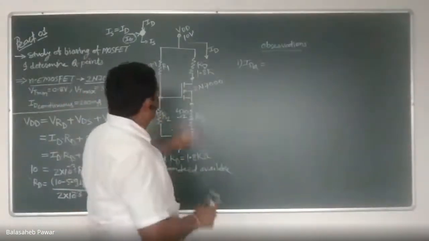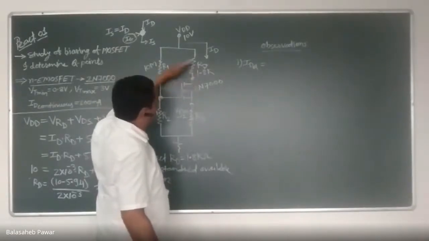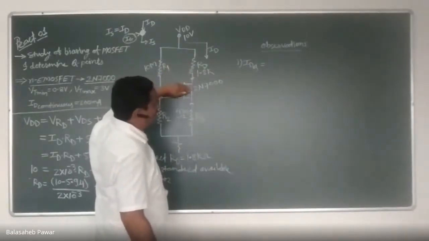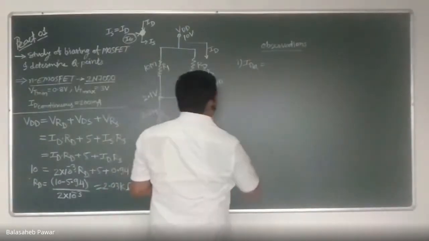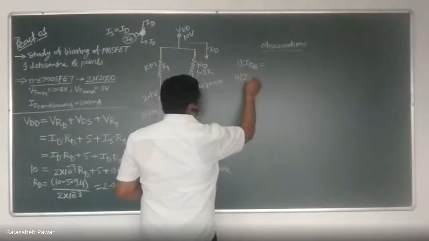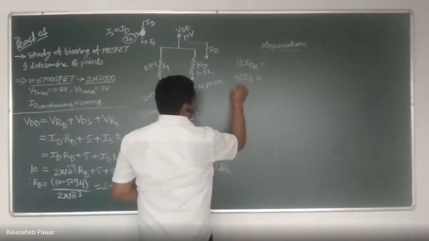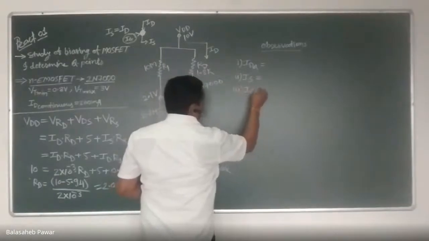Okay. So just open this path and connect here one current meter in series with this RD and the drain terminal of that transistor. Note down how much it is. Then second one, note down IS, third current, that is IG.